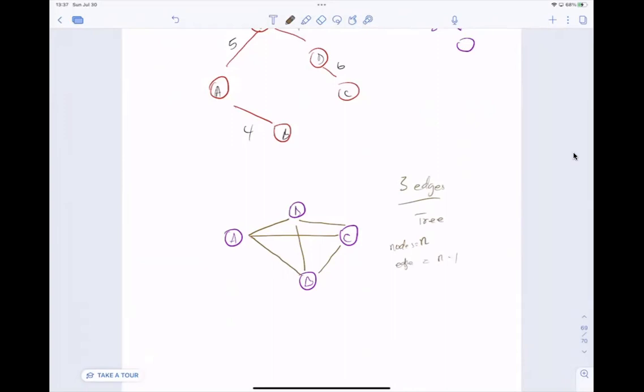So here I have 4 nodes. So my number of edges are going to be 3, and I just need 3 edges. But then see how many edges we have here. We have 1, 2, 3, 4, 5, 6. I have 6 edges. That means I'm going to remove 3 of them.